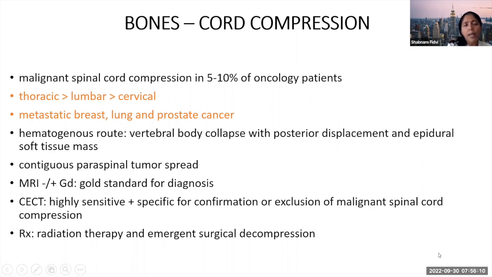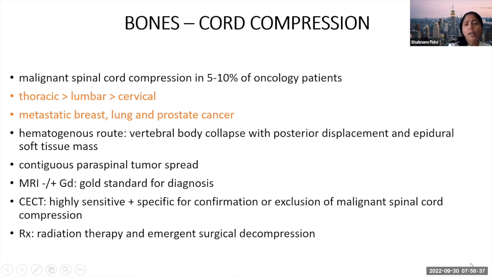And while MRI with or without gadolinium is the gold standard for diagnosis, a contrast-enhanced CT is actually pretty sensitive and specific both for confirmation or exclusion of malignant spinal cord compression. So like I said, it's really important to pay attention to these patients because they need to be treated emergently, either with radiation therapy or emergent surgical decompression.